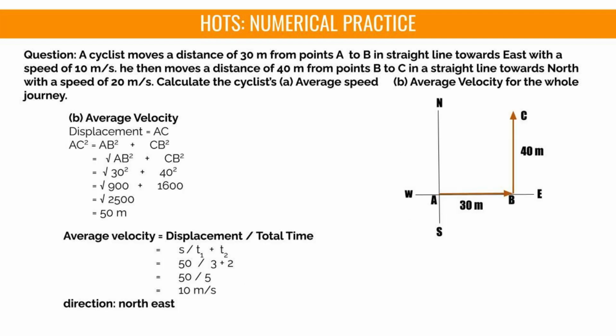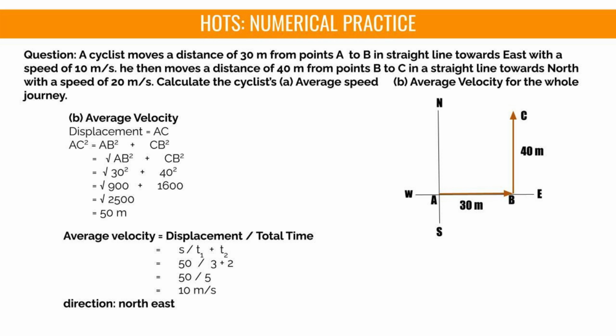Now comes the interesting part, average velocity. Be careful here. Velocity is based on displacement, not distance. So we cannot simply add 30 plus 40. Step 1, find displacement. The cyclist moved 30 m east and then 40 m north. This forms a right-angled triangle. So we use Pythagoras theorem. So total displacement equals 50 m.